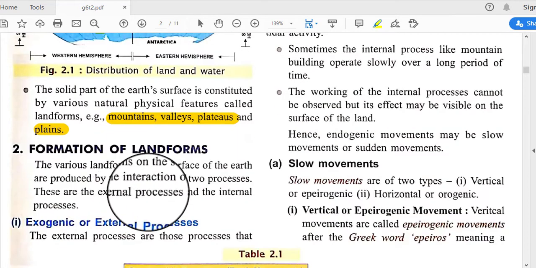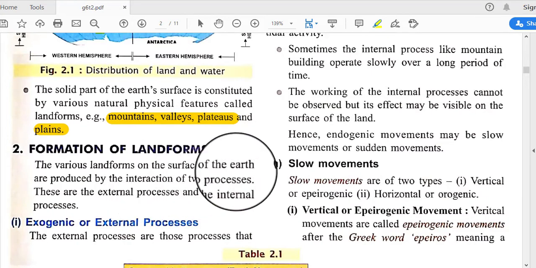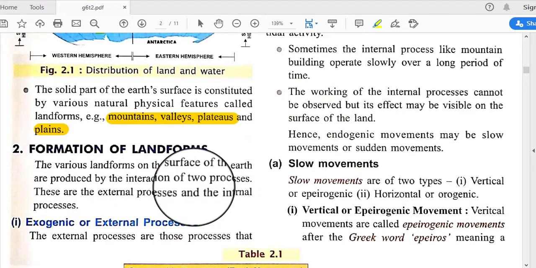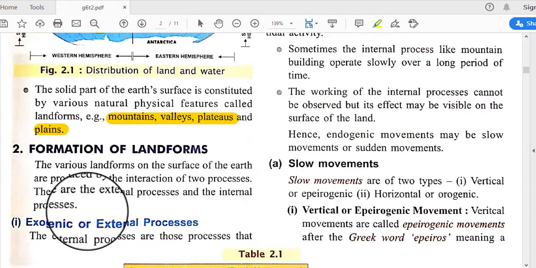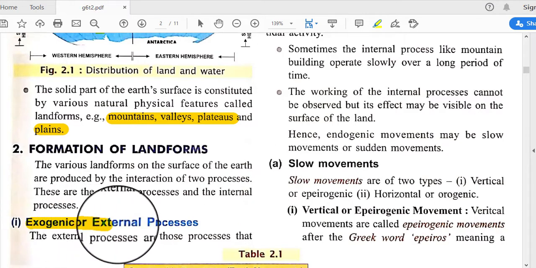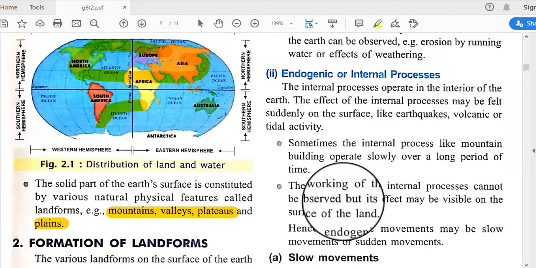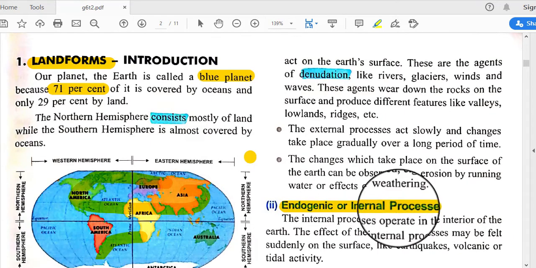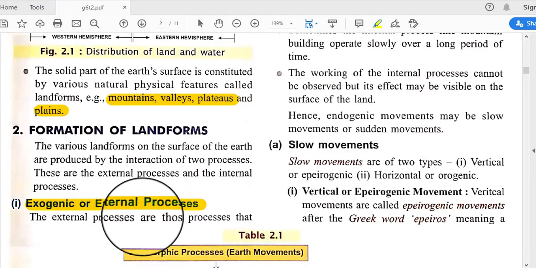Next is the formation of landforms. The various landforms on the surface of the earth are produced by the interaction of two processes. So there are two processes: exogenic or external processes, and endogenic or internal processes. So what are the exogenic processes?